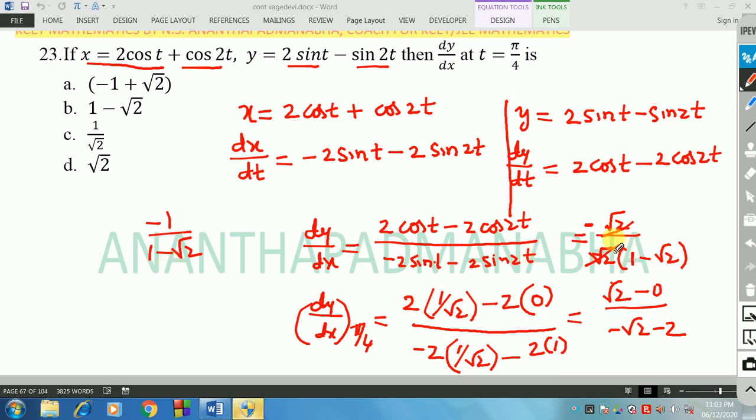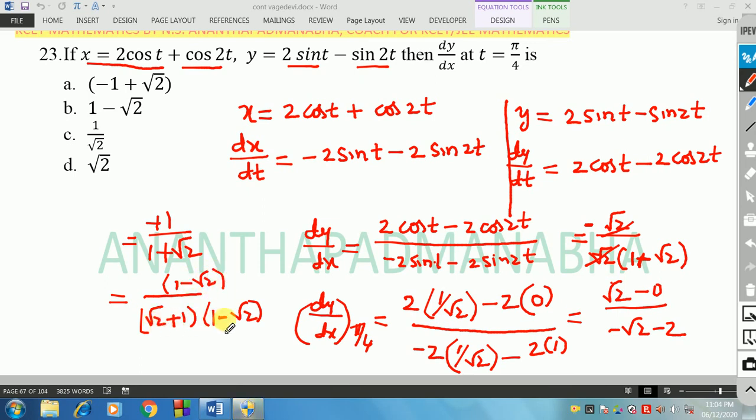Here we got minus root 2, taking minus common, so we got this as 1 plus root 2 here. So minus root 2 by root 2 into 1 plus root 2, root 2 is eliminated, so we got 1 by 1 plus root 2, so that is root 2 plus 1. So I can rationalize the denominator like this: 1 plus root 2 into 1 minus root 2 here, and in the numerator we get 1 minus root 2.